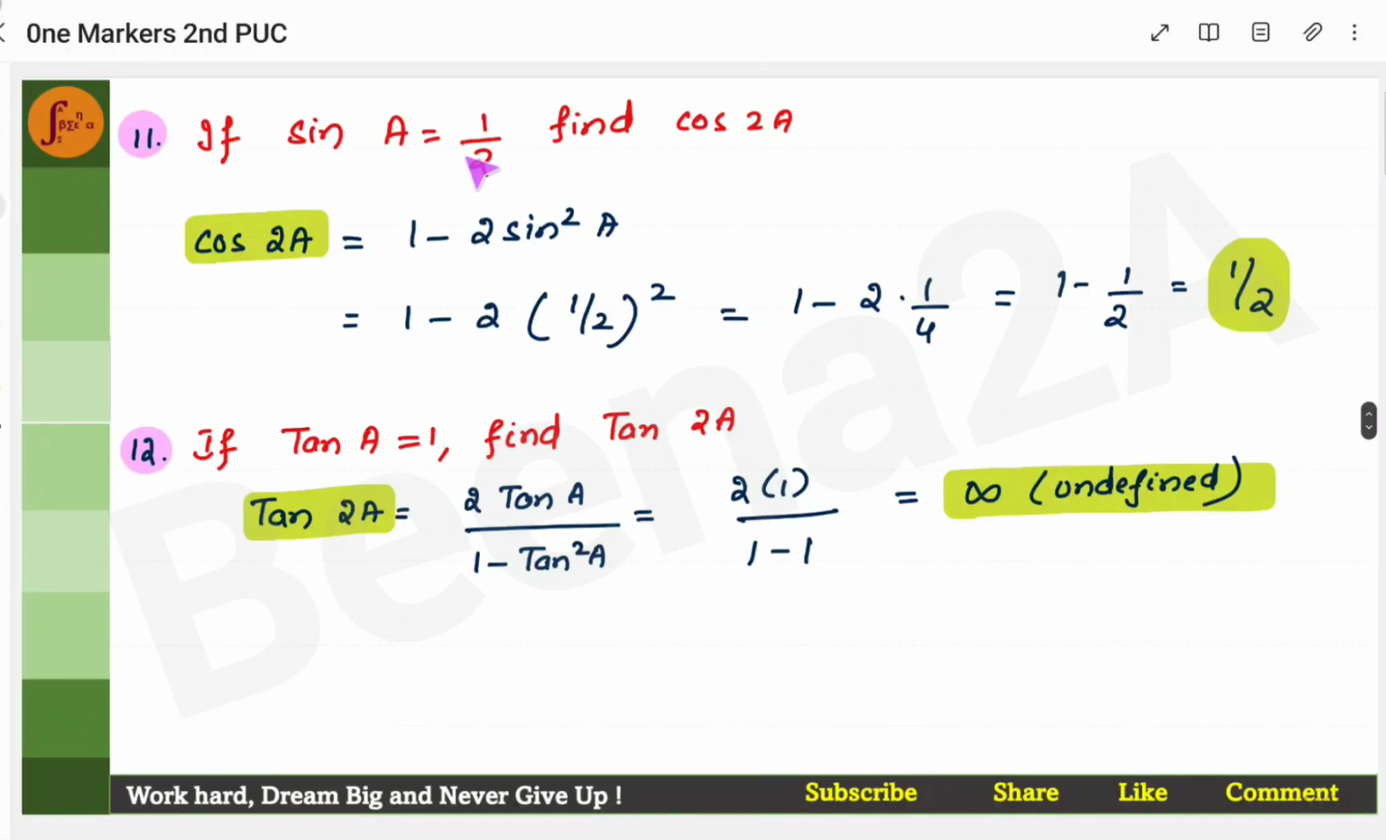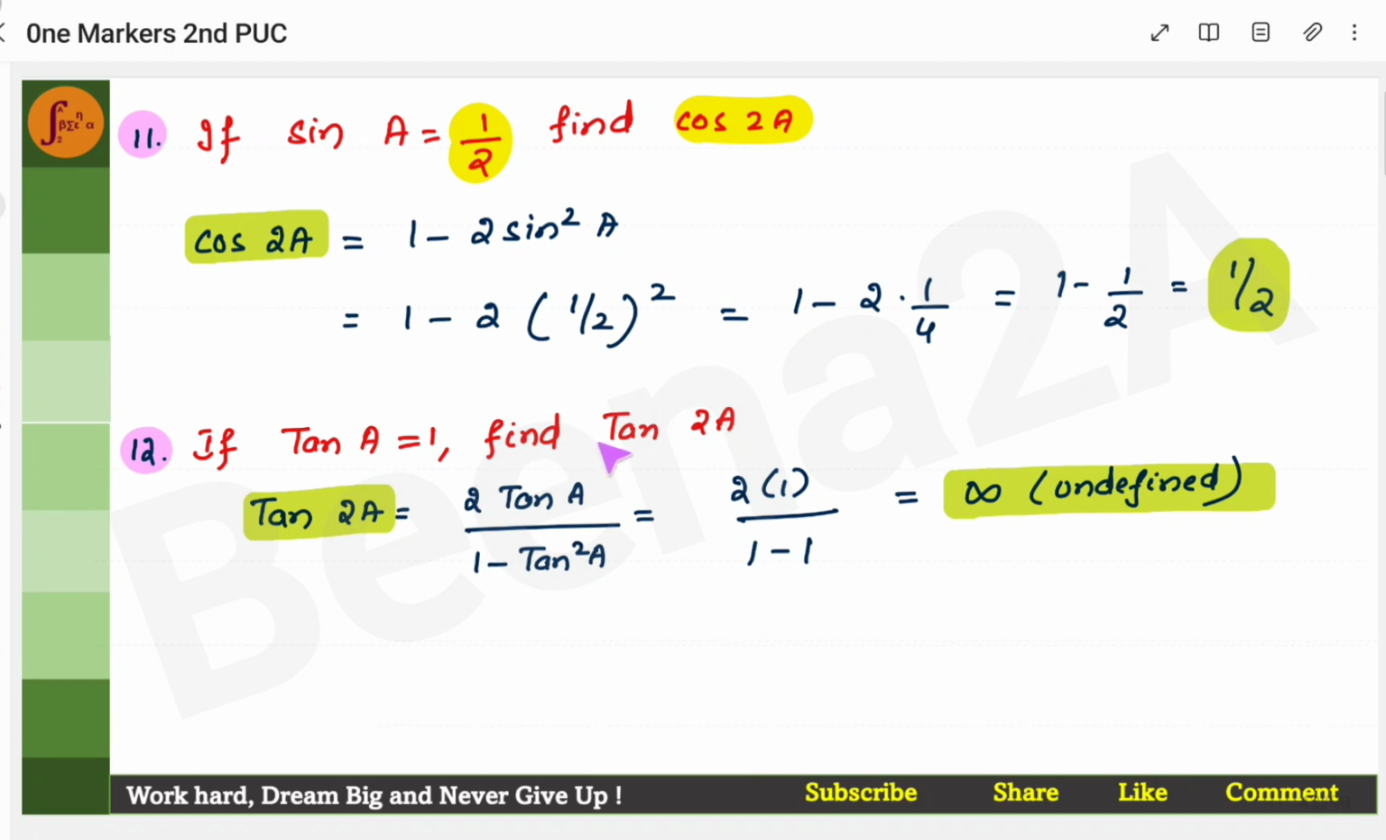Here, a similar one. If sin A is half, find cos 2A. Here, cos 2A, you remember, right? There are 4 variations of the formula. One is 1 minus 2 sin square A. The other one is 2 cos square A minus 1. The other one is cos square A minus sin square A, right? So here, since sin A is given, use this sin based formula, 1 minus 2 sin square A. Substitute the sin A value and you will get cos 2A.